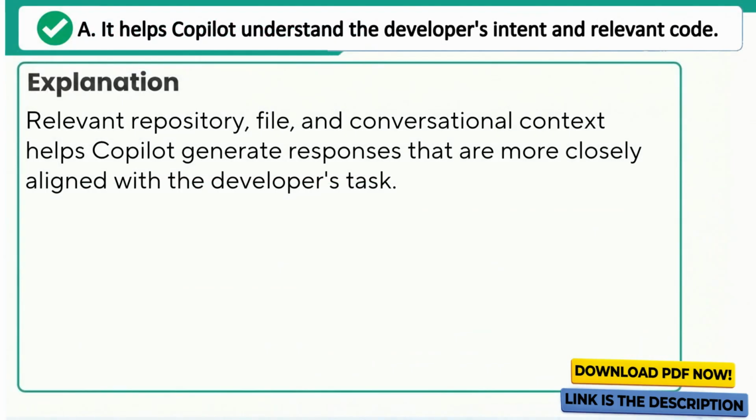Correct answer, A. It helps Copilot understand the developer's intent and relevant code. Explanation. Relevant repository, file, and conversational context helps Copilot generate responses that are more closely aligned with the developer's task.